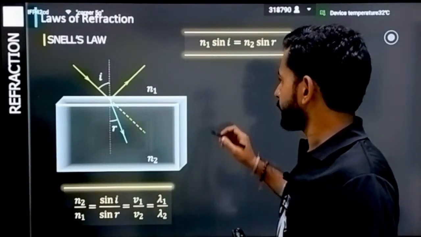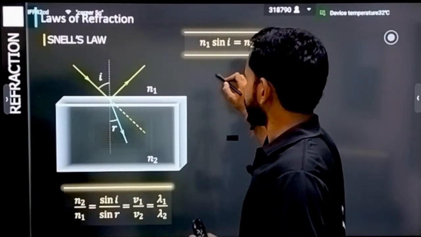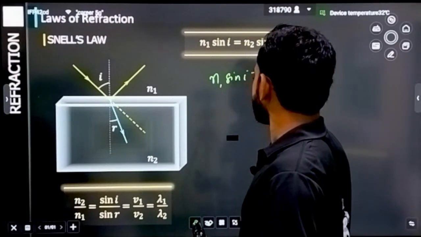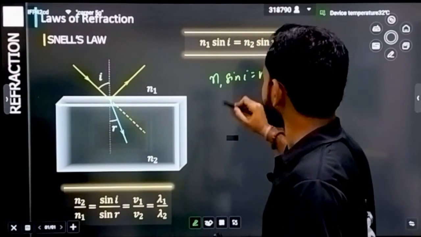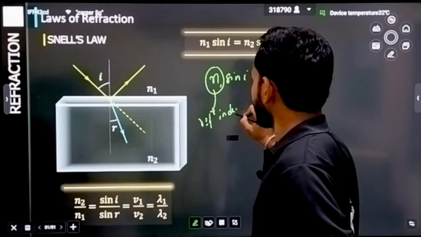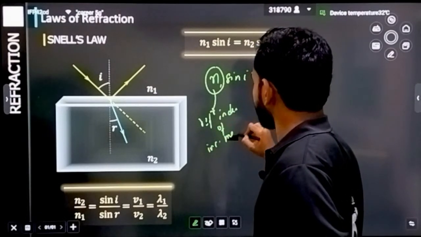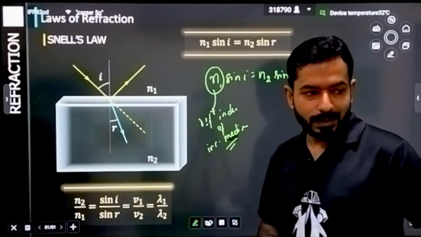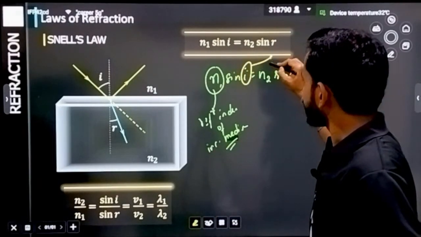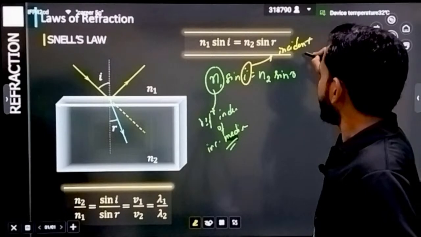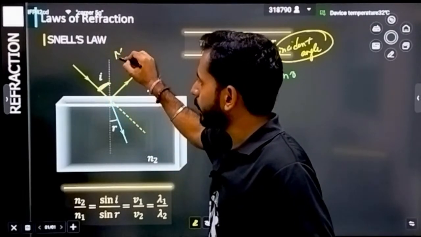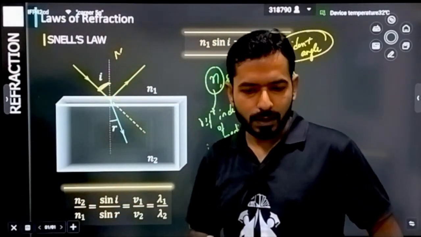Very simple law. If I have to write the equation, the law's equation is N1 sine of I is equal to N2 sine of R. Now what are these terms? N1 is the refractive index of the incident medium. Now what is this I? This I is the incident angle. And incident angle, please remember, don't make this mistake: incident angle is always calculated from your normal to the surface.